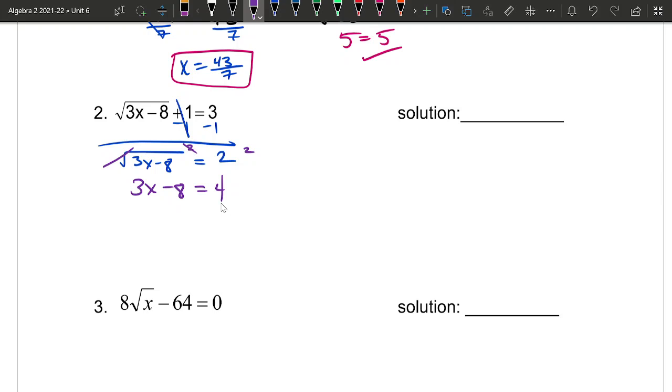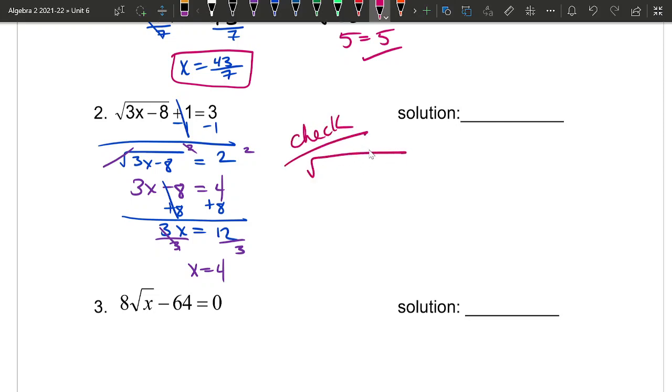So 3x minus 8 equals 4. Add the 8. So 3x equals 12. Divide by 3, and x equals 4. And then you have to check it to make sure it's a true solution.